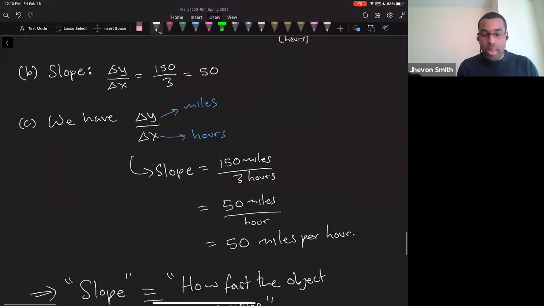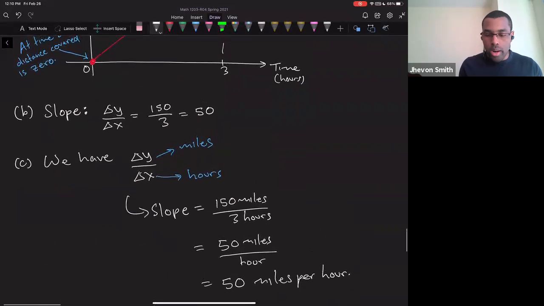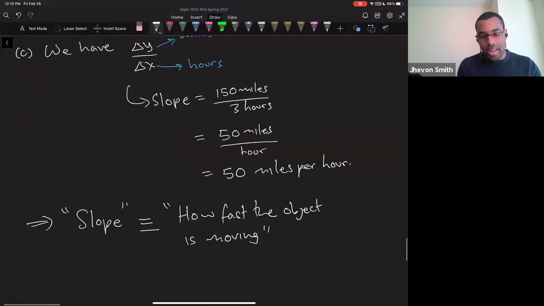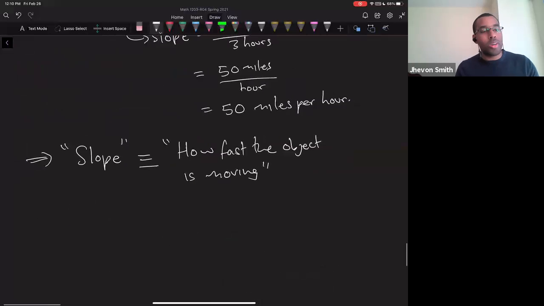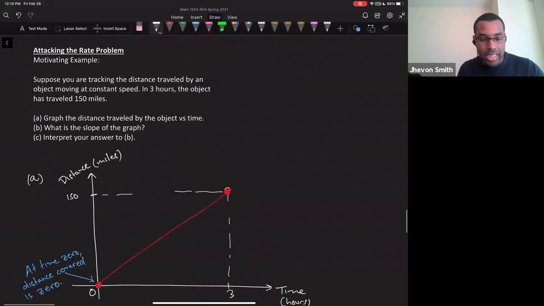This is basically telling you every time the hour changes by 1, the distance changes by 50. In other words, the distance is changing 50 times as fast as the time is changing. We represent this by a speed, miles per hour. It changes 50 miles for every 1 hour. This is how fast it's moving, right? So in other words, slope is synonymous with speed, or in this case, technically velocity, but we'll get to the distinction later.